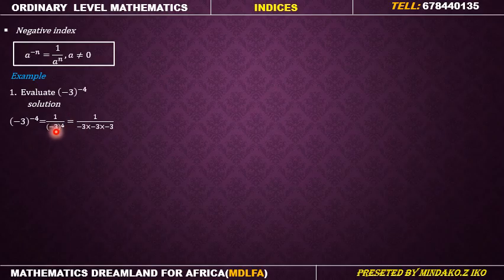It will be equal to 1 divided by negative 3 times negative 3 times negative 3 times negative 3. That is a typo error here. It was supposed to be times negative 3. I'm very sorry about that. Here it was supposed to be times negative 3, and here as well, negative 3.